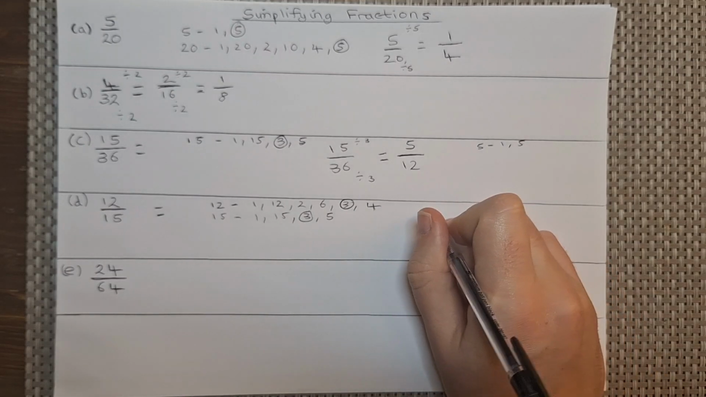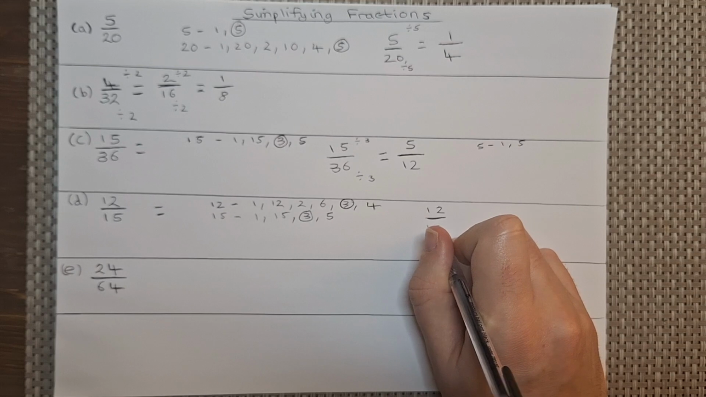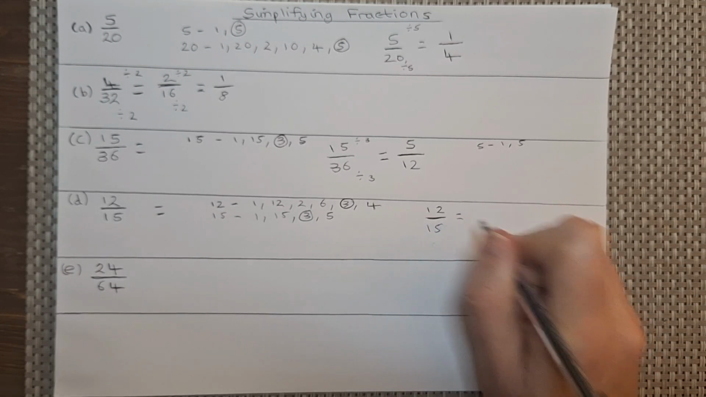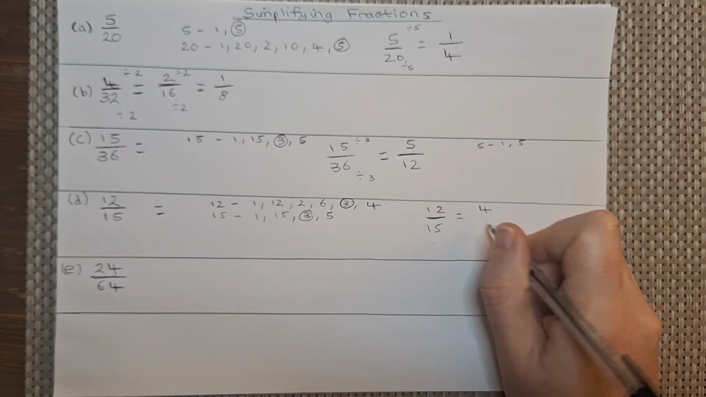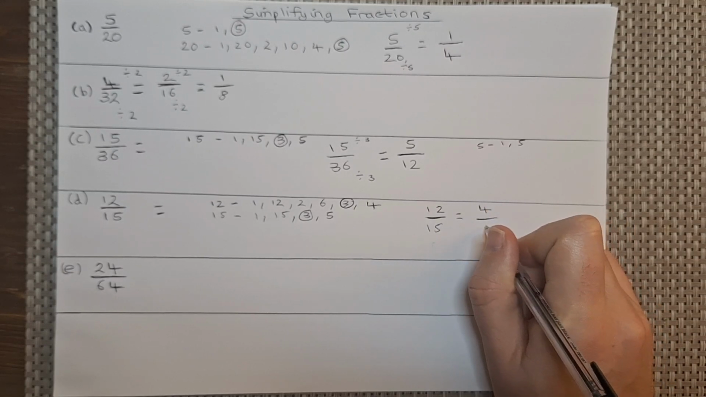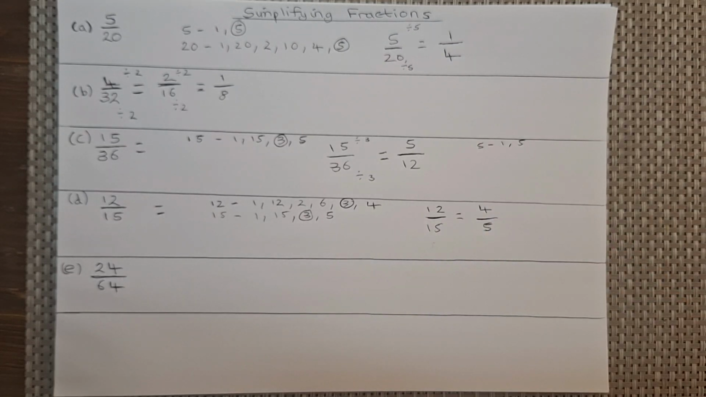So we're simply going to divide 12 and 15 by 3. So 12 divided by 3 equals 4. And 15 divided by 3 is 5. So we have 4/5, which is now in its lowest form.